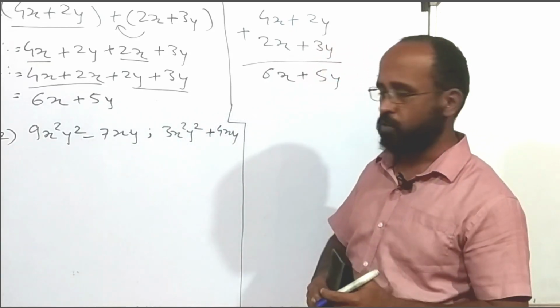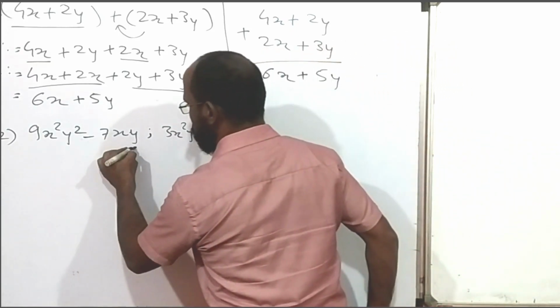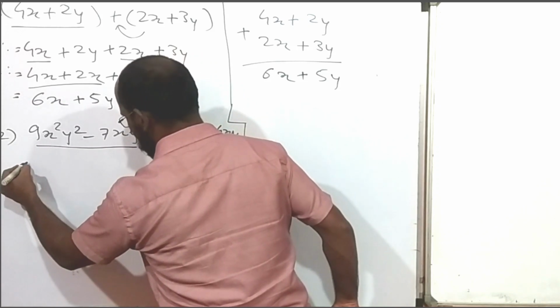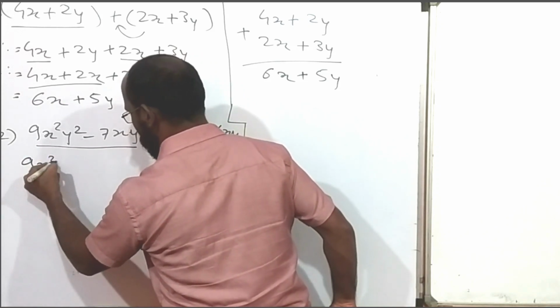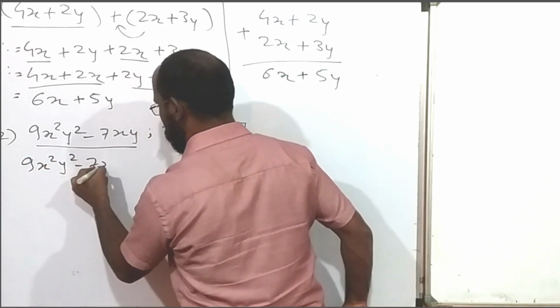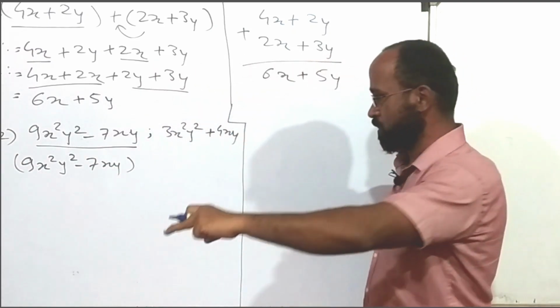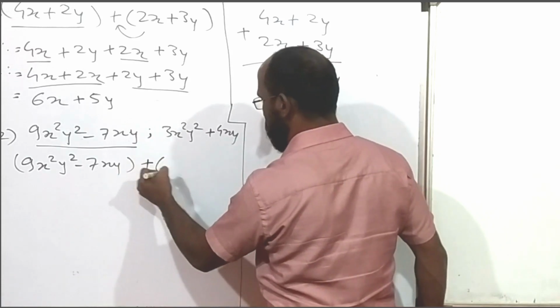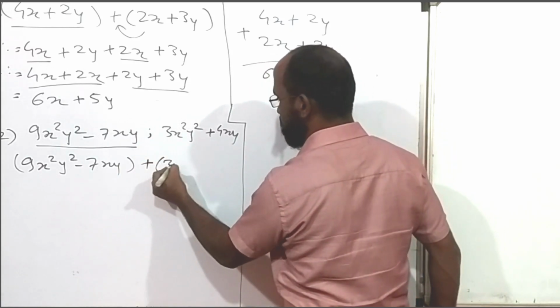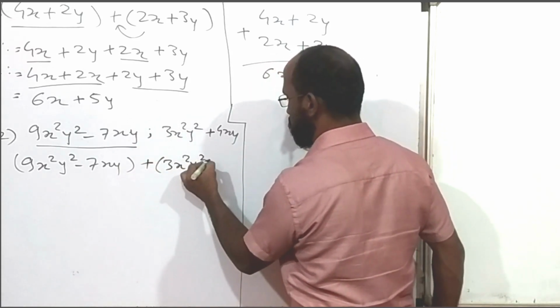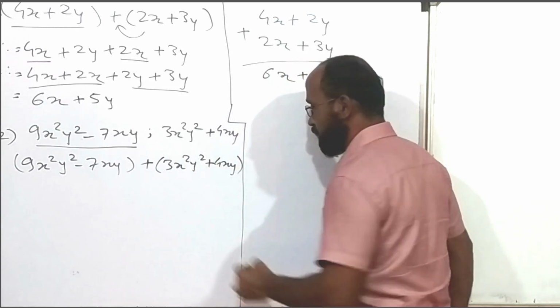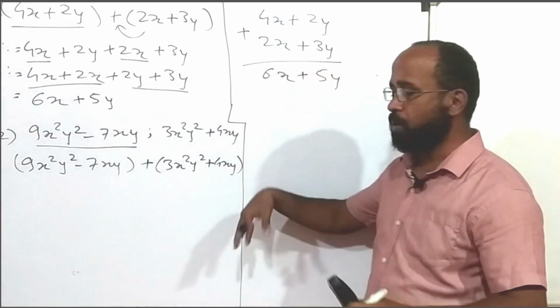Write it in the question form. Segregate two terms. First term, two expressions. First expression 9x square y square minus 7xy. This is the whole first expression. Plus I have to add the whole second expression, that is 3x square y square plus 4xy. Clear? Then remove the brackets.